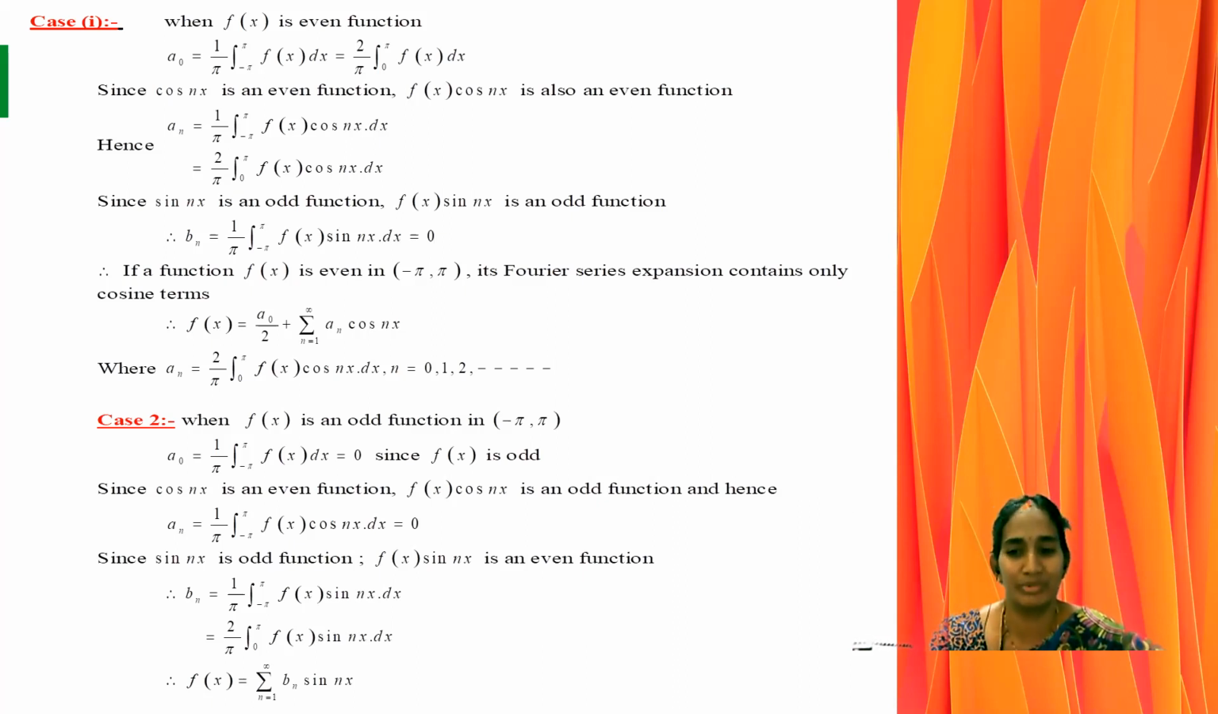So it's very simple. You find that the given function is an odd function. The Fourier series expansion is f of x equal to summation n equal to 1 to infinity bn sin nx. Then bn equal to 2 by pi integral 0 to pi f of x sin nx dx. Okay, it's clear.